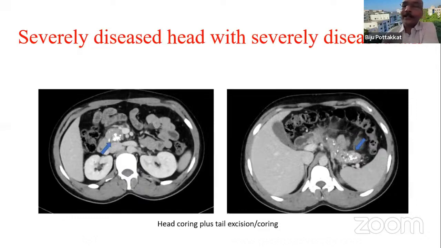So there can be a situation where the head can be severely diseased with a severely diseased tail also. The bottom line is this: on the right side, your surgery has to be somewhere near the ampulla, where you have to stop, and on the left side it has to go right up to the splenic hilum, and the duct has to be completely open. Otherwise, with leftover stones and undrained ducts, the results will be bad, and it will be blamed on the chronicity of the chronic pancreatitis, when actually it may be due to the incomplete surgery.